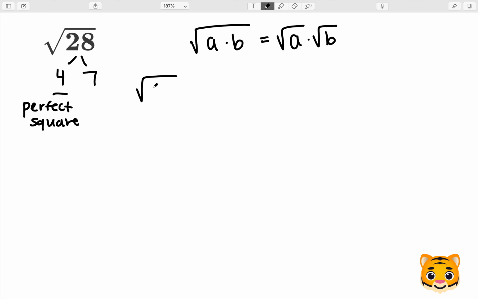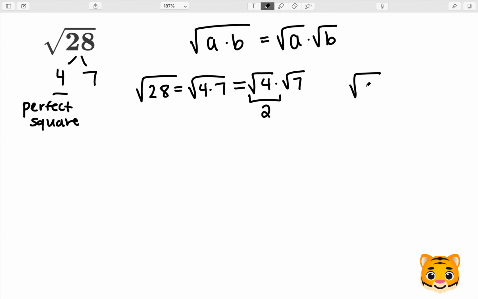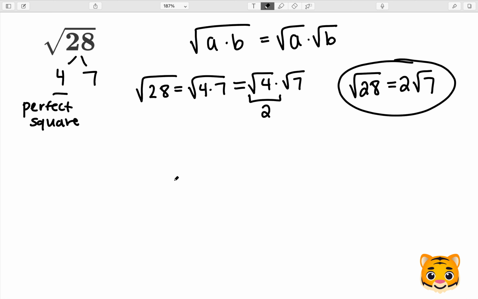We can now rewrite the square root of 28 as the square root of 4 times 7. And then further rewrite this as the square root of 4 times the square root of 7 by using our math rule we established before. By recognizing that 2 times 2 equals 4, we can rewrite the square root of 4 as 2. Now, we can rewrite the square root of 28 as 2 times the square root of 7. This is our fully simplified version.